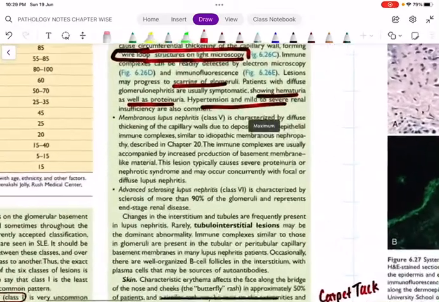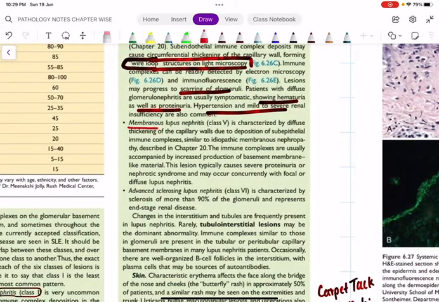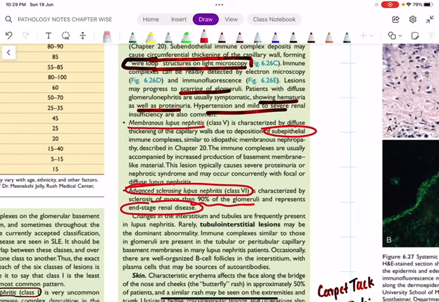Then we have class 5. Class 5 is membranous lupus. Why is it called membranous? Membranous means there will be capillary wall thickening, which will appear like a membrane. And here we have subepithelial deposits. Class 6 is called advanced sclerosing lupus nephritis, that means almost the whole or 90% of the glomeruli will be involved, and that is called end stage renal disease. Class 5 and class 6, as far as SLE is concerned, are of very little importance, but up to class 4 you have to be very thorough.